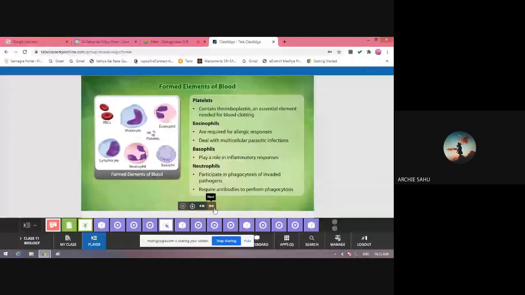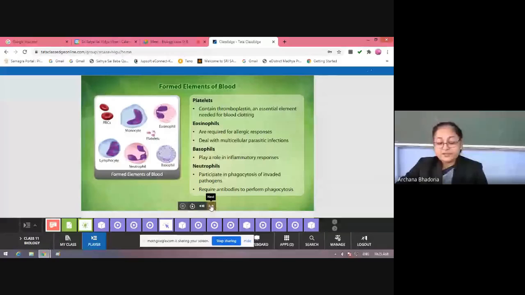Yes, ma'am. They produce antibodies. Remember, children, they produce antibodies. So you can write that also, that they produce antibodies. So I saw that different types of WBCs are there. Some swallow and destroy the pathogen, and some produce antibodies.